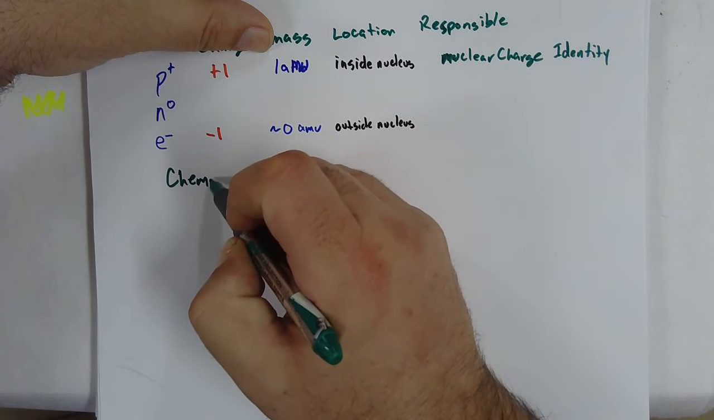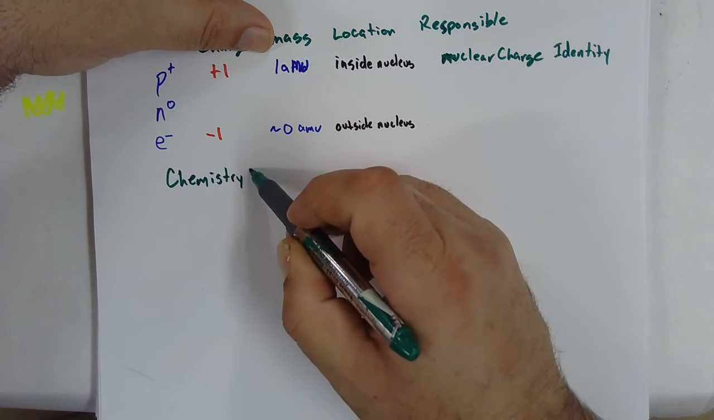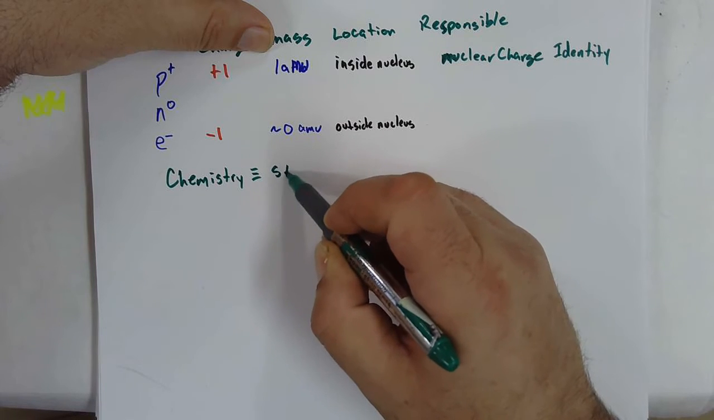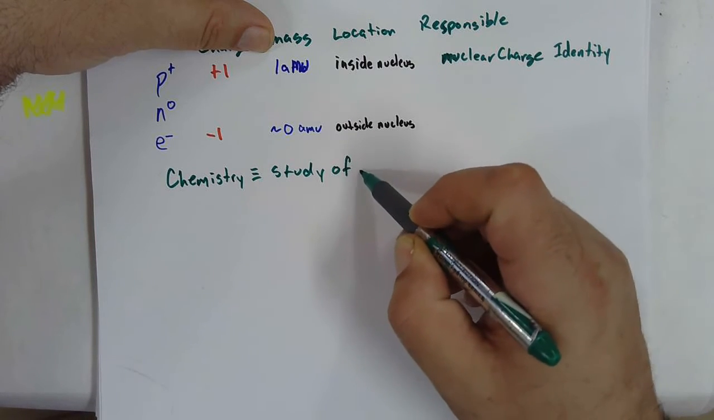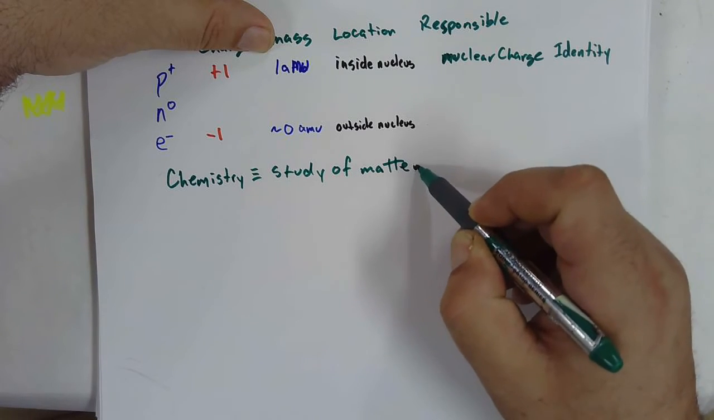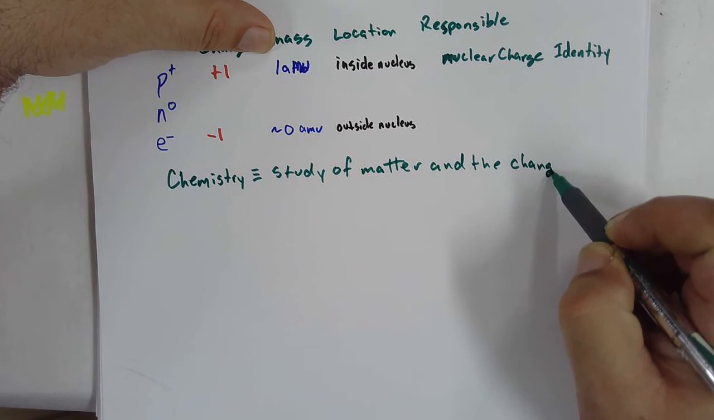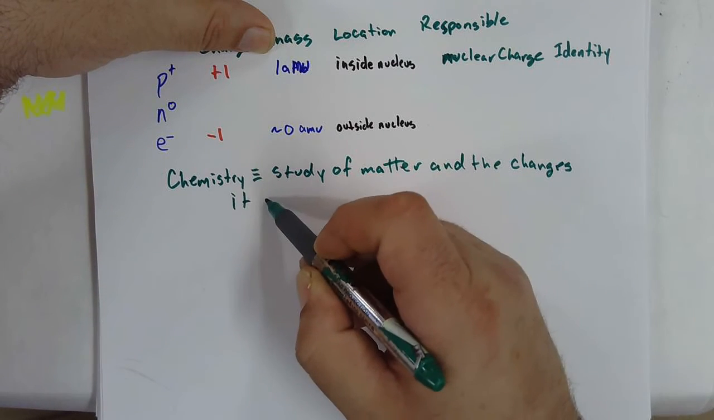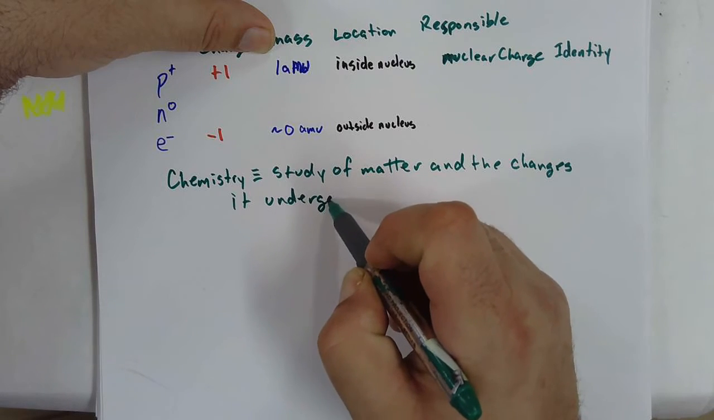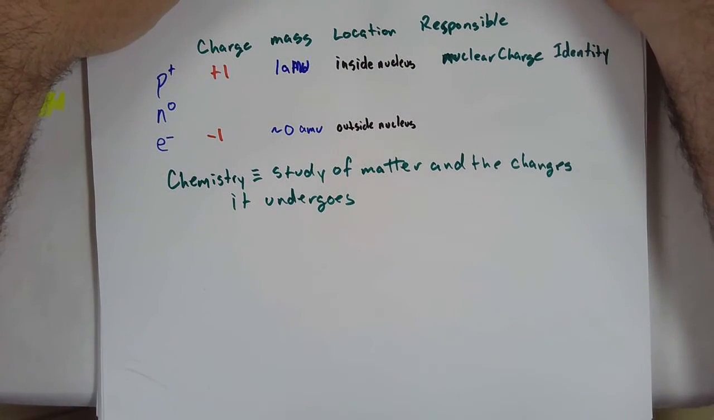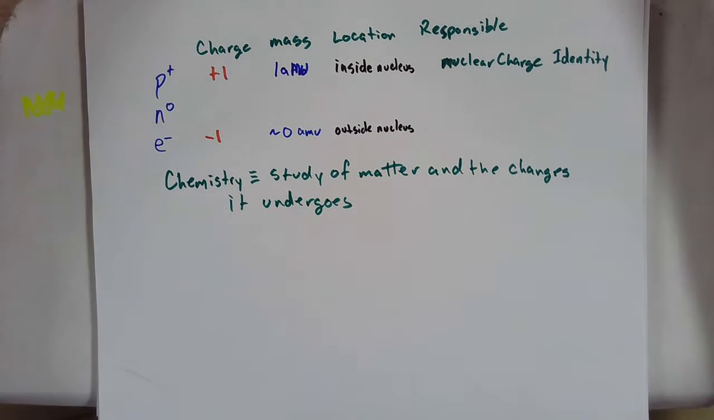Chemistry is the study of matter and the changes it undergoes. What's half of that? We've talked about matter, right? What's half of chemistry then? The changes. Half of what we're going to be studying is changes.